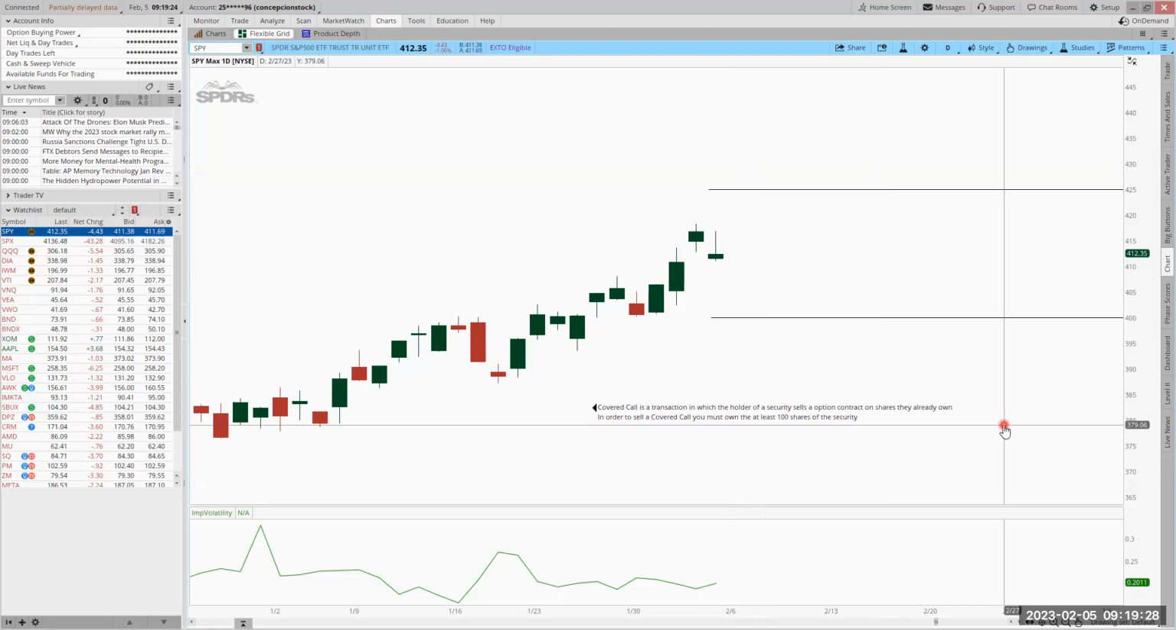This is how you can generate cash flow by selling covered calls on a stock that you own. I hope this information was informative.